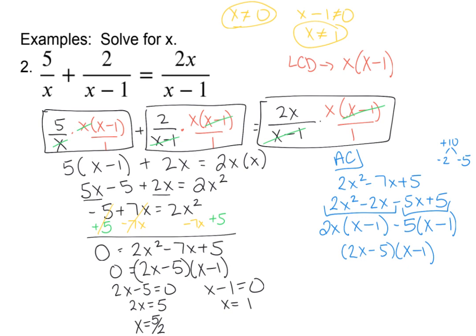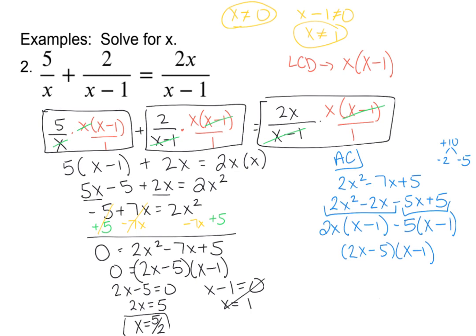Hold up, though. Look back up here. x cannot be 0 and x cannot be 1. So this poor little 1 is gone. He is not a valid answer. This 5 over 2 is the only answer that we get to count.